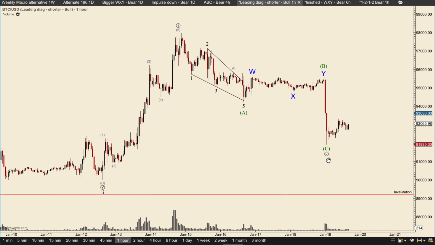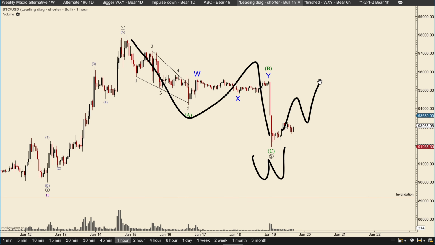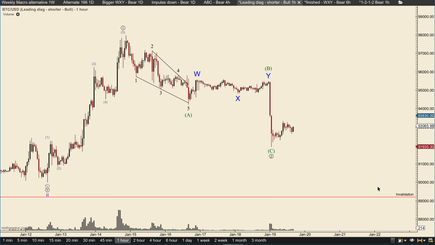After that, we're looking for more upside, but this could also morph into something more complex because an ABC opens the door to a lot of different structures. So ABC in a wave W, and then you can have a wave X, and then you are looking for a wave Y. So yeah, it could morph into a lot of different things.